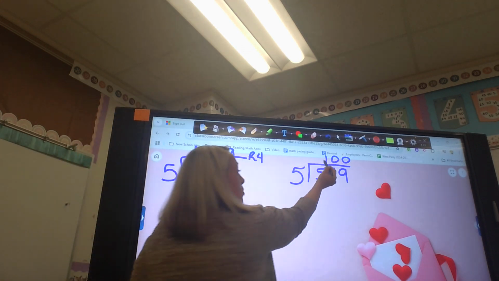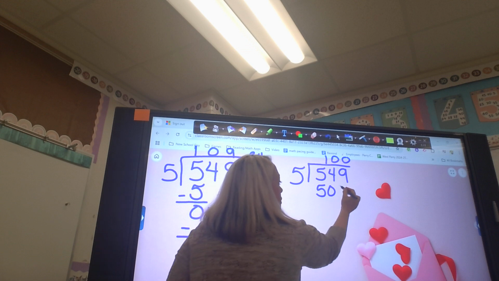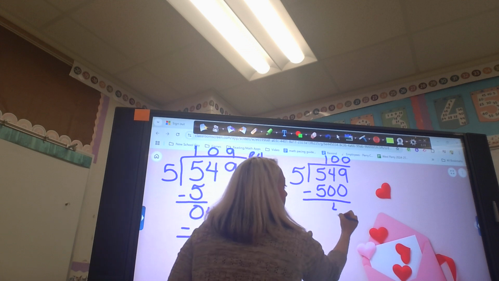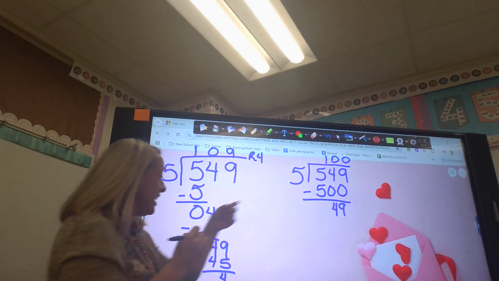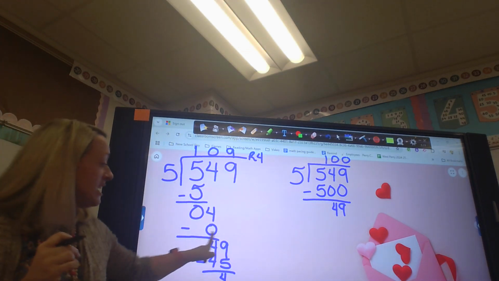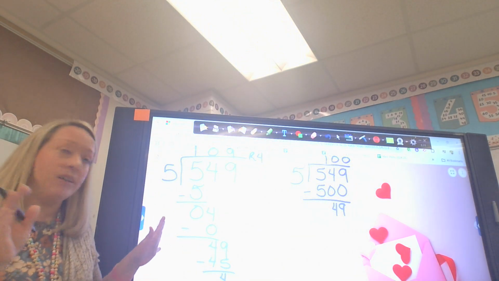We're going to multiply this 100 times 5, and what do we get? 500. What do I do now? I subtract, and I'm going to get 49. Is this looking similar? Because we wound up with a 49 here, right? So you can see how they're kind of working in the same way.